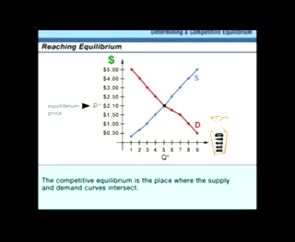And usually we will mark the price and quantity with lines down to the axis to show us the price and quantity at which the market has a stable outcome.